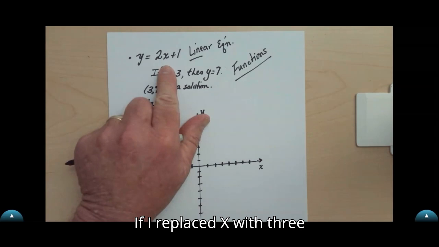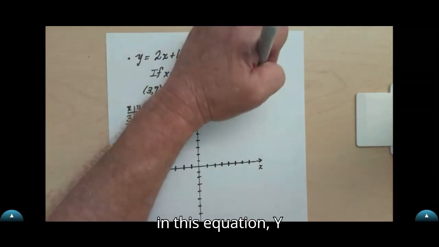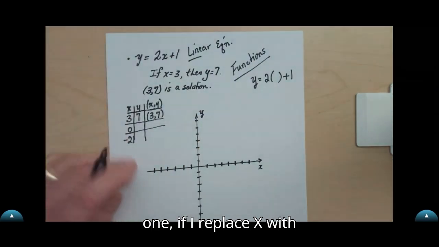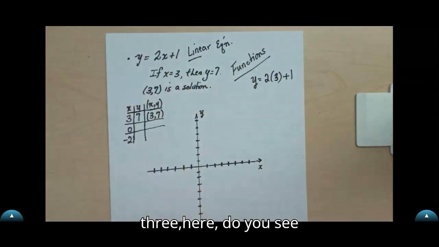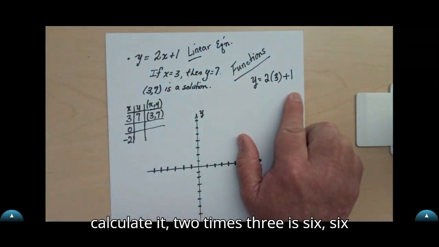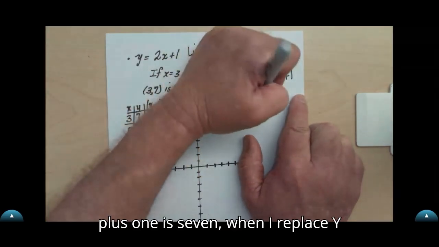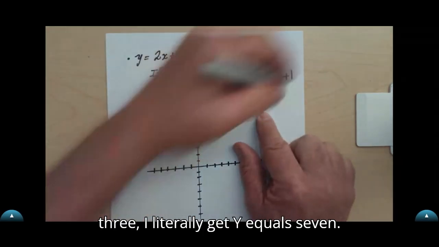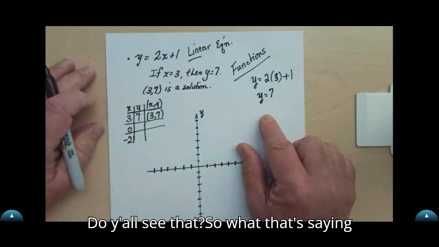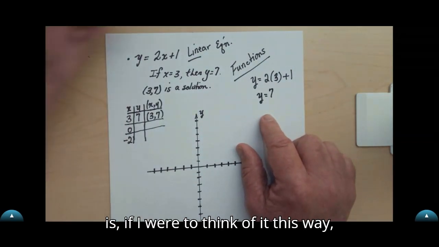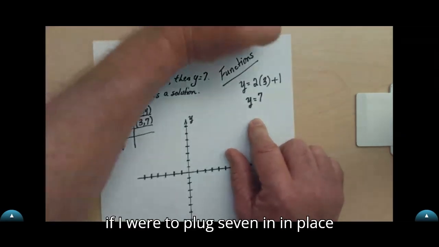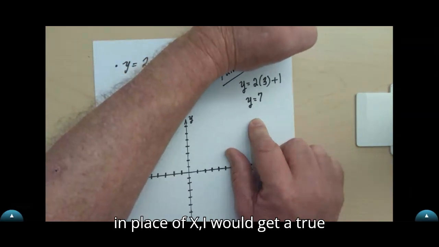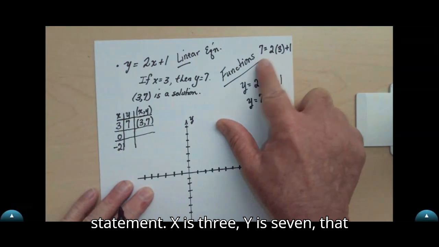If I replace x with 3 in this equation, y equals 2x plus 1, when I evaluate that, 2 times 3 is 6, 6 plus 1 is 7. When I replace x with 3, I literally get y equals 7. Do y'all see that? So if I were to plug 7 in place of y, and 3 in place of x, I would get a true statement. x is 3, y is 7.